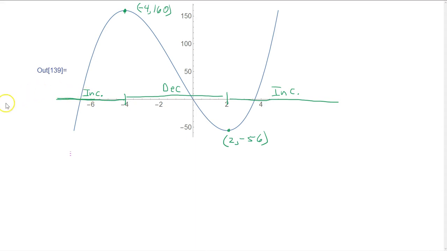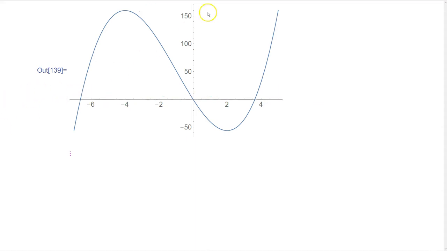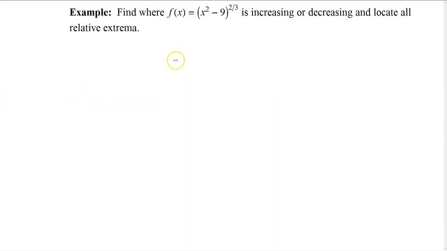Let's take a look at another example. So here we want to find where the function f of x equals x squared minus 9 to the 2/3 power is increasing or decreasing, and locate all relative extrema. So if you want to, you could pause the video here and try this one on your own. So I'm going to go over it now.